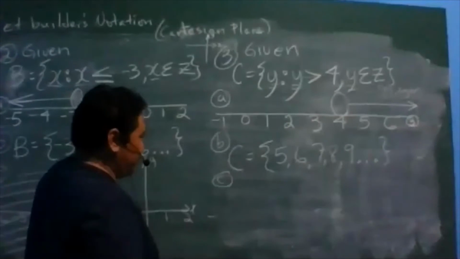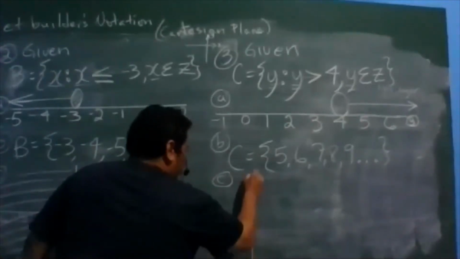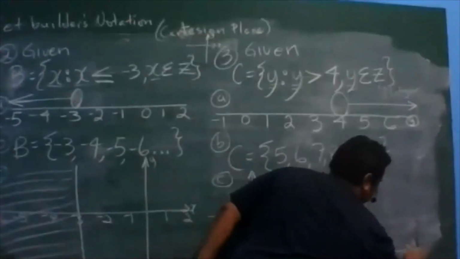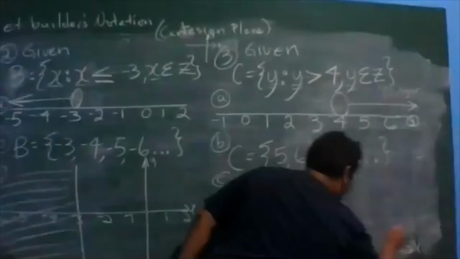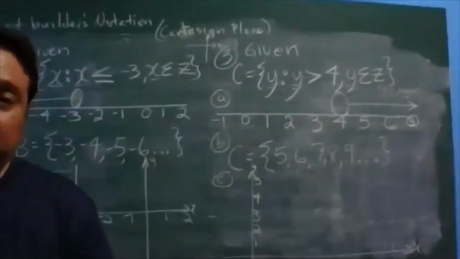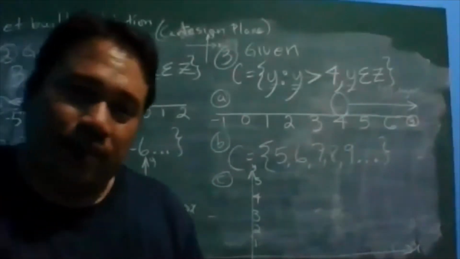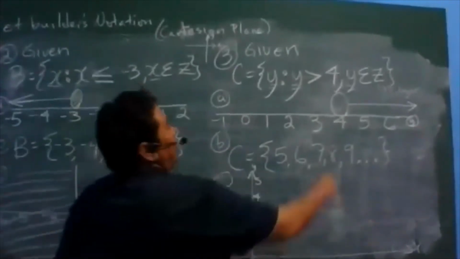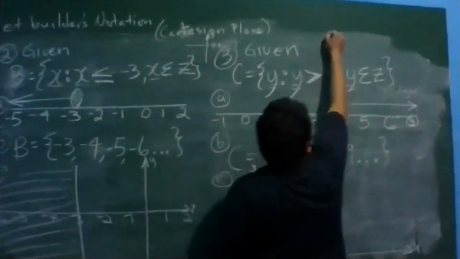Sir, you don't include the 4 for the C? No, because when it's greater, it's not included. Greater than 4. See this symbol here? Greater. It looks like a G.